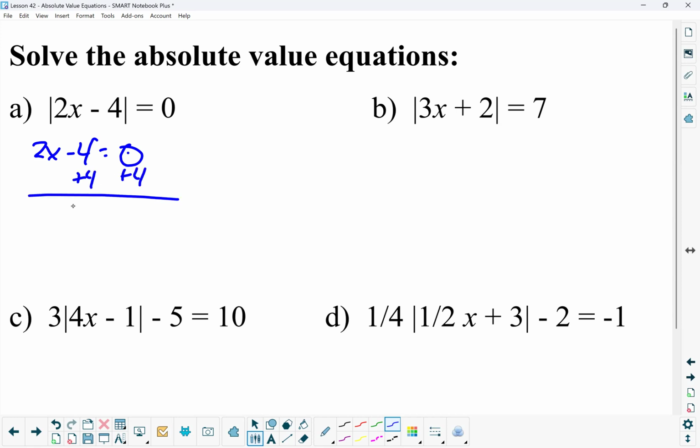Add 4 to both sides. Divide by 2. X equals 2. That is our only solution.